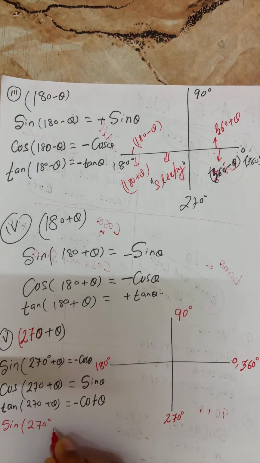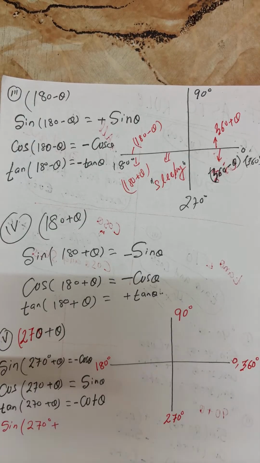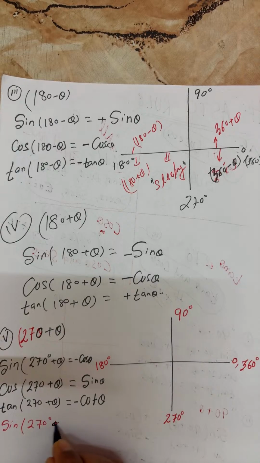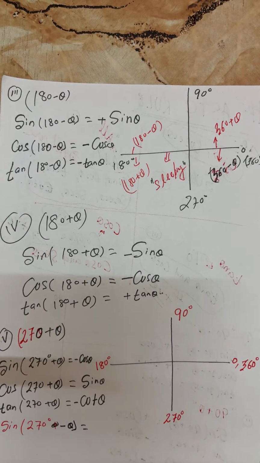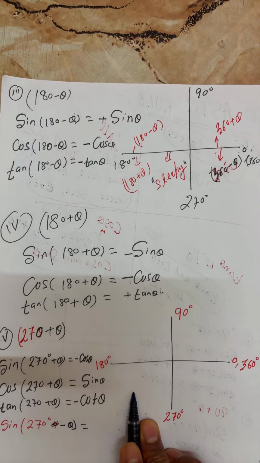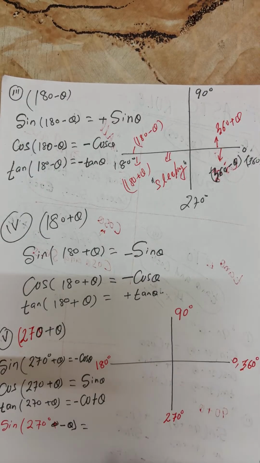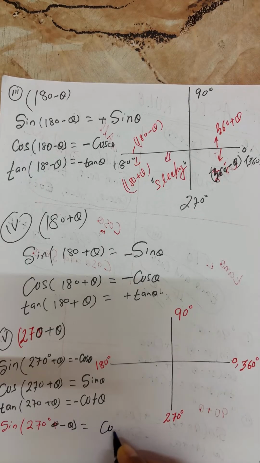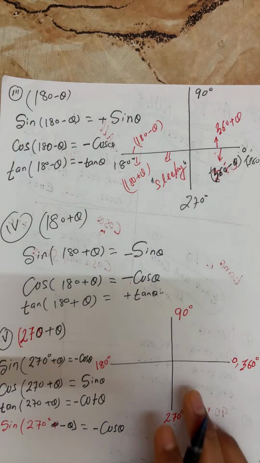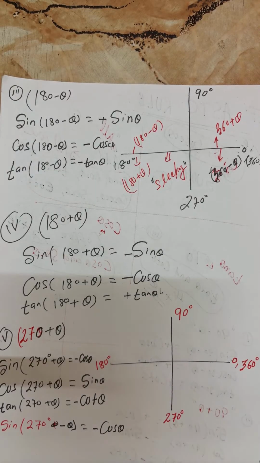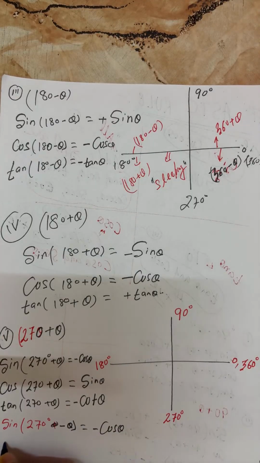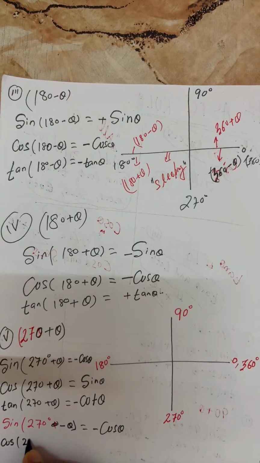Sine of 270 degree minus theta. In the third quadrant, sine will go for cos here first. Sine will go for cos, and this is minus cos theta, because you are lying in the third quadrant, and there sine is negative.